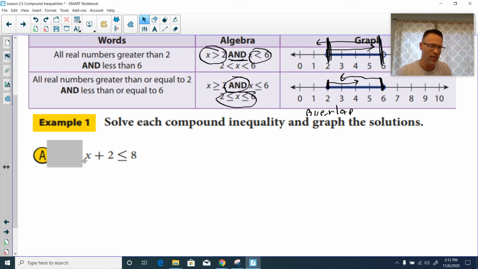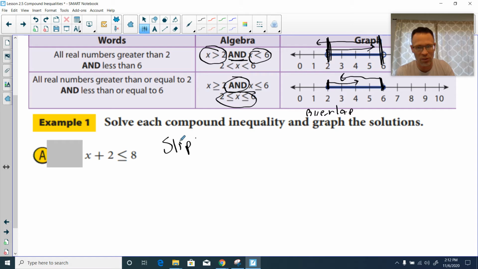The first statement is that x plus 2 is less than or equal to 8, okay? My first step in solving these compound inequalities is split, right? I have to split the inequalities, okay?